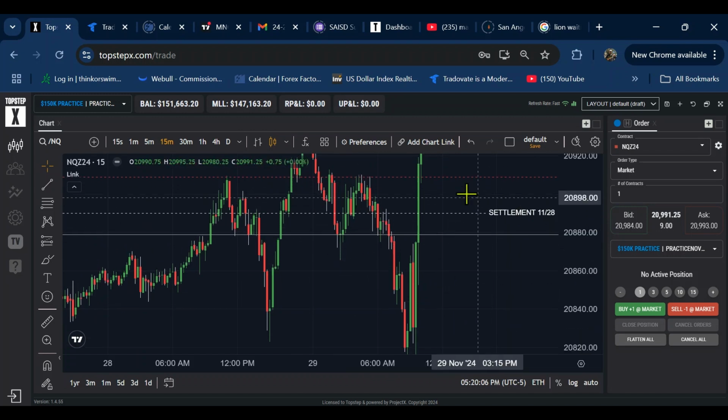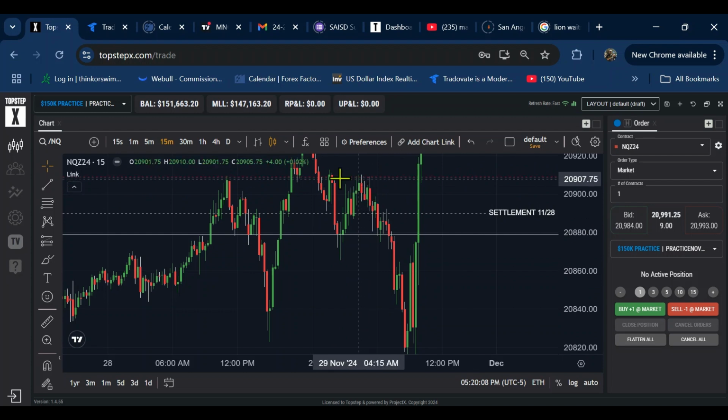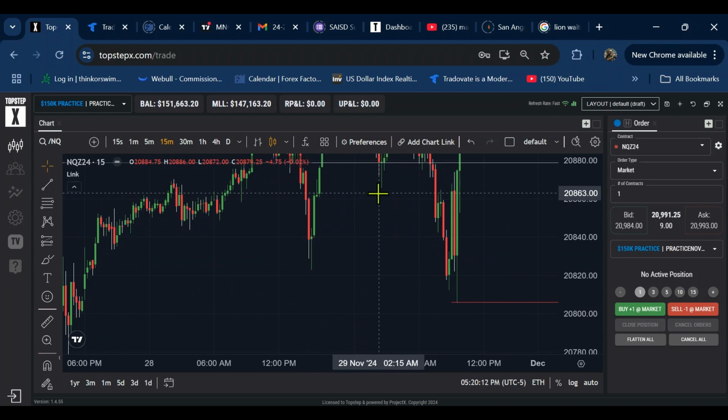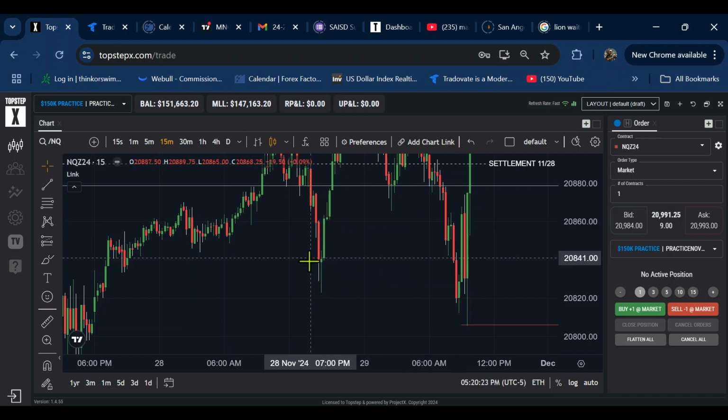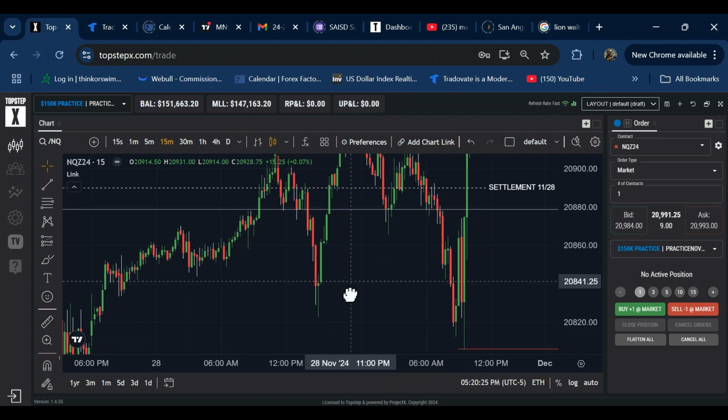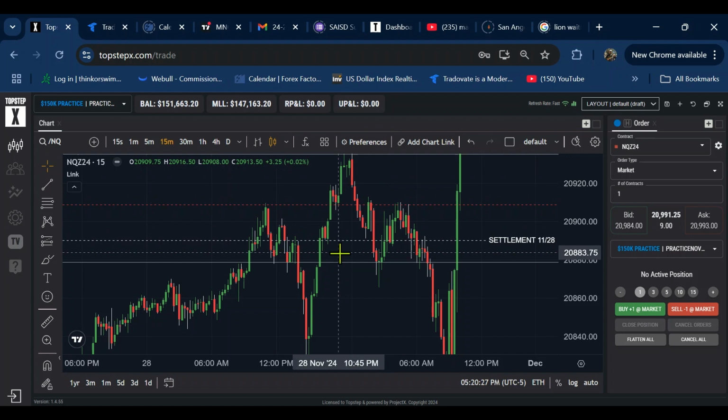When we did not make a new high here, I went ahead and took a short, and I caught this one down. I think I took my profit right around here, and it was approximately $400 or $500, something like that. So I did make a little bit of a profit there. And I think I took an overnight that got me a little bit of profit here as well.